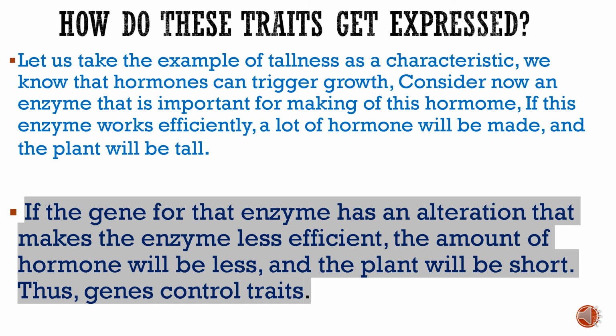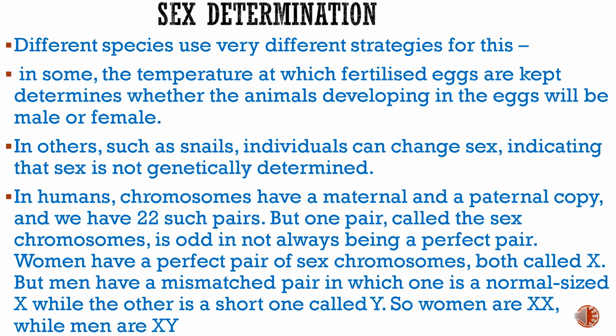Consider now the enzyme that is responsible for making the hormone. If the enzyme works efficiently, a lot of hormone will be made and plants would be tall. If that enzyme has an alteration that makes it less efficient, the amount of hormone would be less and the plant would be dwarf or short. Thus genes control traits. Now we talk about sex determination, how genes determine our gender.